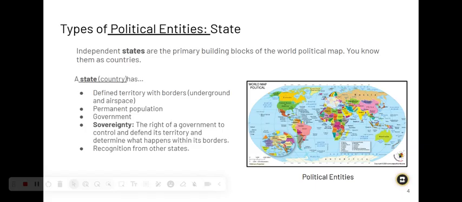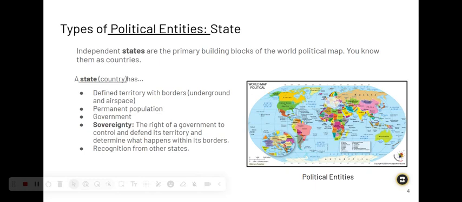Okay, so what is a state? Let's start with the most basic unit in political geography, the state. No, not like Florida, but an actual country is a state. So a state has a defined territory with borders, a permanent population, people actually living there, a government, hopefully one that works, and sovereignty, which is the ability to control what happens inside of its borders. It also has recognition. This is that other states must acknowledge that this place exists, kind of like when you finally get verified on Instagram. People know who you are and that you exist.